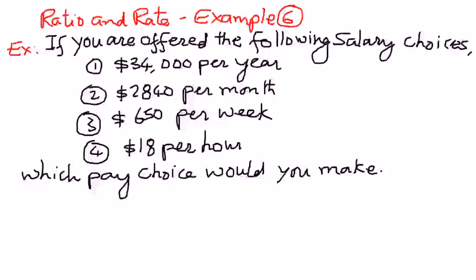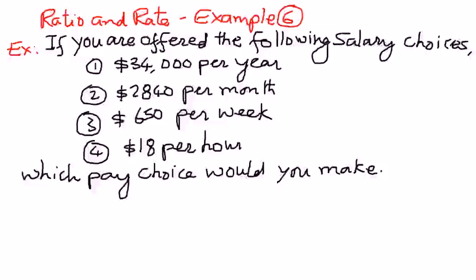Welcome to my presentation. In this presentation, we shall look at a practical example related to ratio and rate. Let's say you're offered the following salary choices at work: $34,000 per year, or $2,840 per month, or $650 per week, or $18 per hour. Which pay choice would you make?